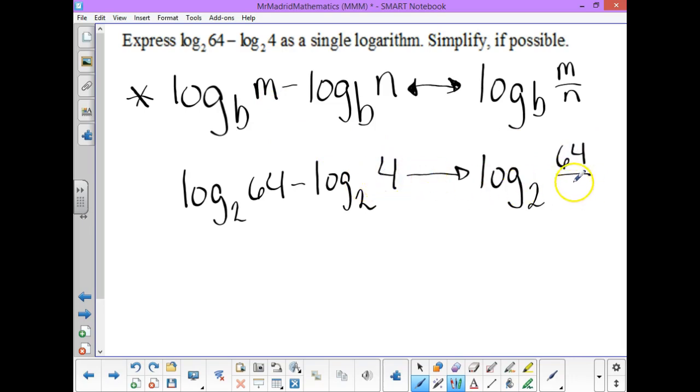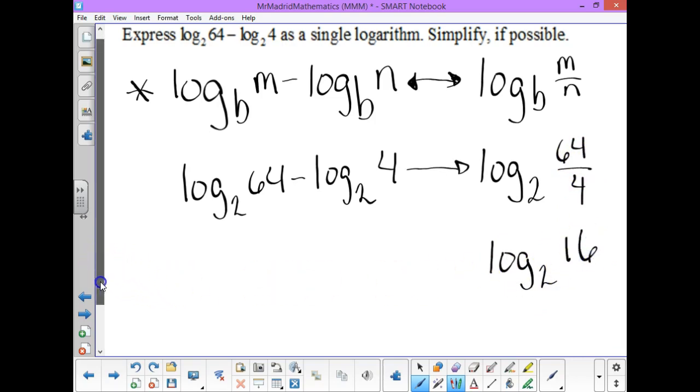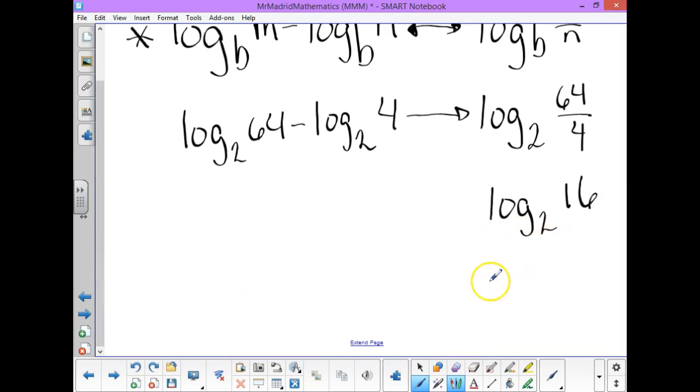And n is 4. Okay. So now I can continue simplifying like they're requesting. The log base 2 remains the same. I can do the math on that and get a 16. Okay. And now I should continue further simply because I do know, from our study of exponents, that 16 is equivalent to 4 squared.